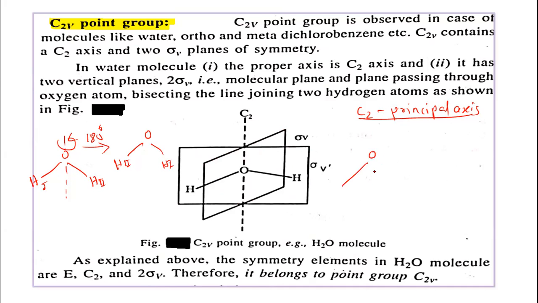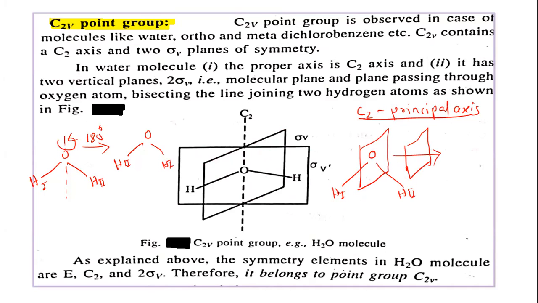Vertical mirror planes, the symmetry operation can be shown. When we are passing the vertical mirror plane through the water molecule, one vertical mirror plane will lie like this, as it has been shown here. This is the mirror plane. So this hydrogen will be here and this hydrogen will be here.